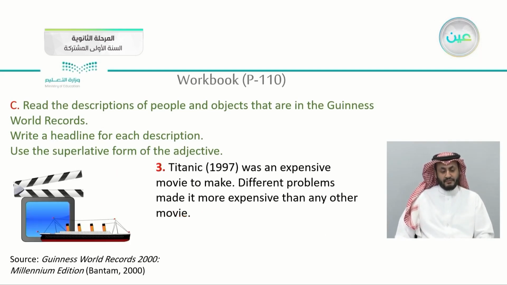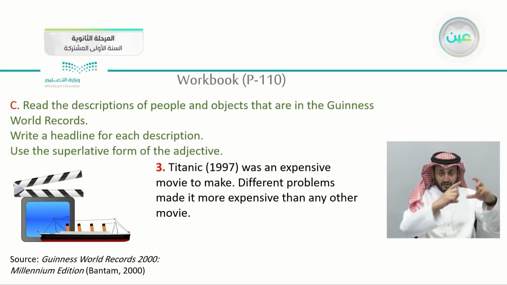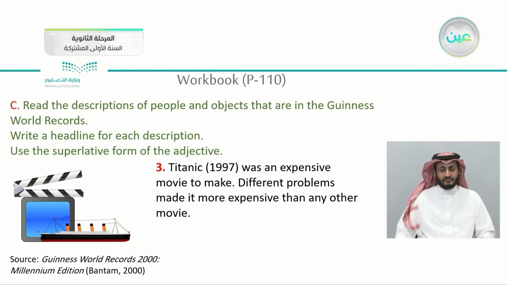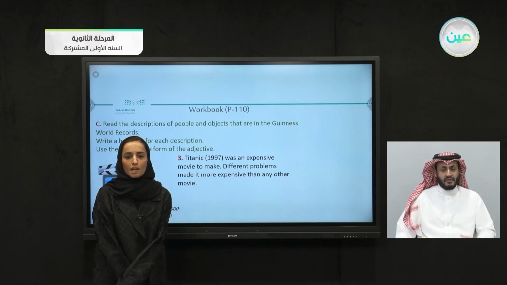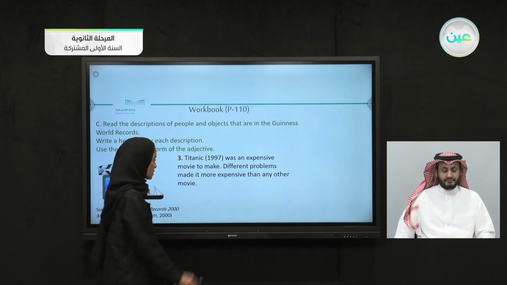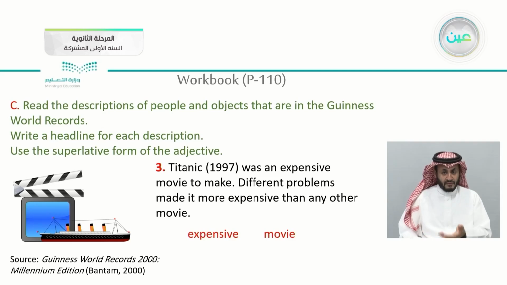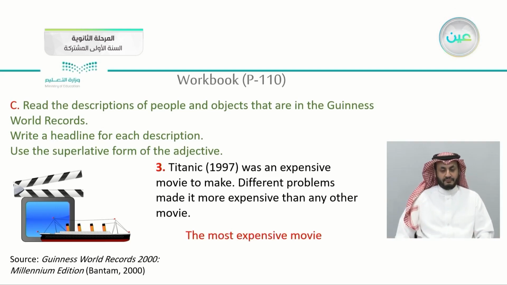One more. Titanic 1997 was an expensive movie to make. Different problems made it more expensive than any other movie. Until today, no movie is more expensive than the Titanic. So we're speaking about a movie that is expensive. Expensive. So expensive is a long adjective. How are you going to come up with a headline? The most expensive movie. The most expensive.